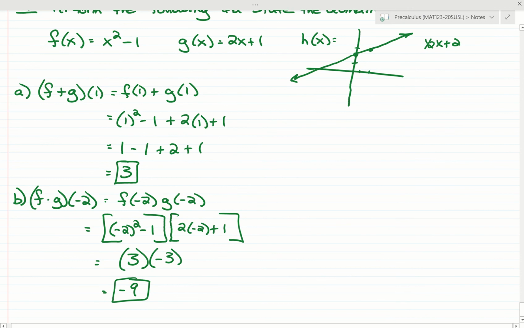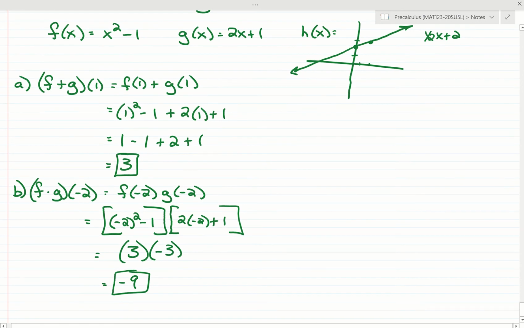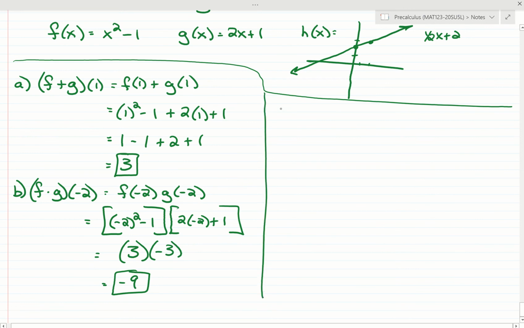I'll do C on the side here just so I can see my functions. For C, what if we had f minus g of x?